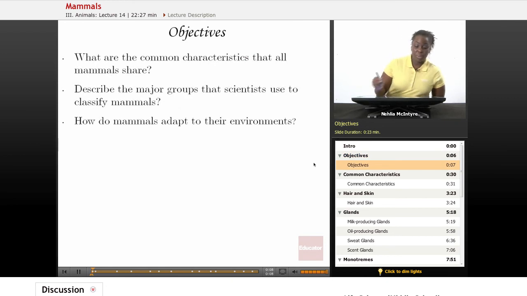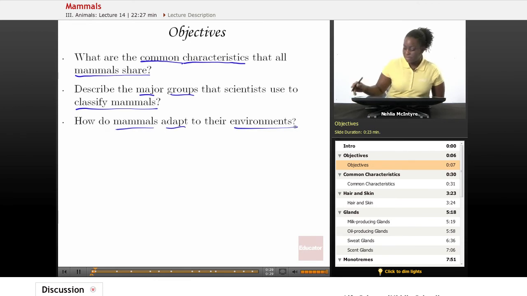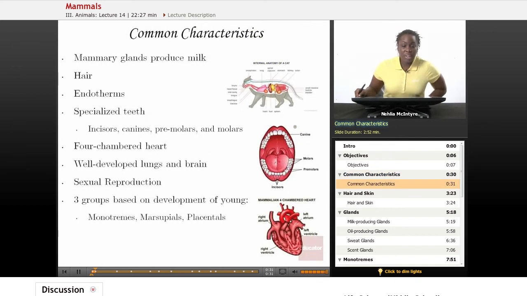Our objectives for this lesson will be: what are the common characteristics that all mammals share? Describe the major groups that scientists use to classify mammals, and how do mammals adapt to their environments? Let's start with the common characteristics of all mammals.